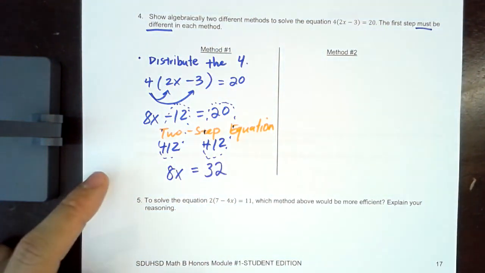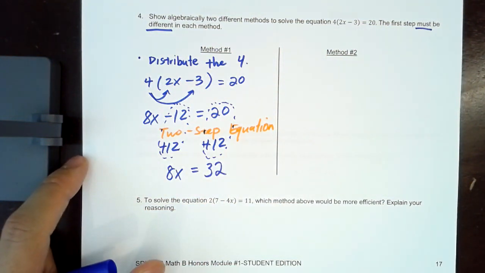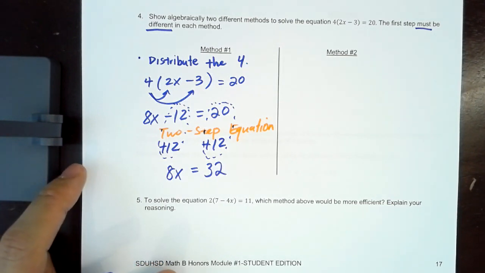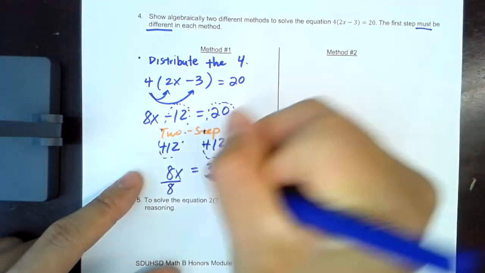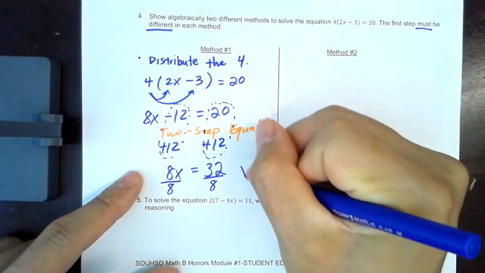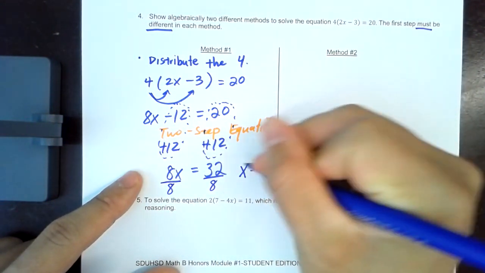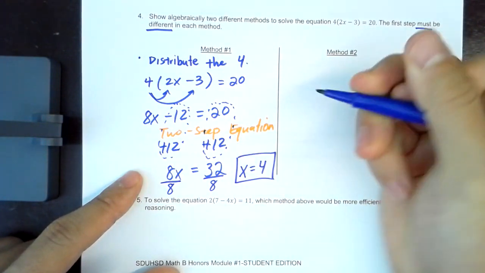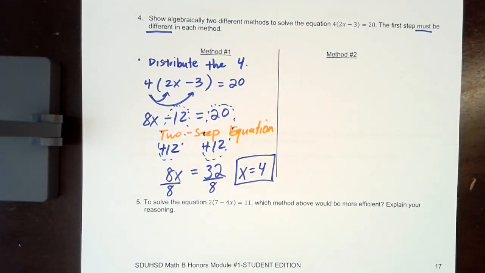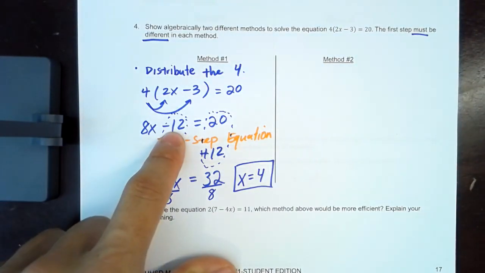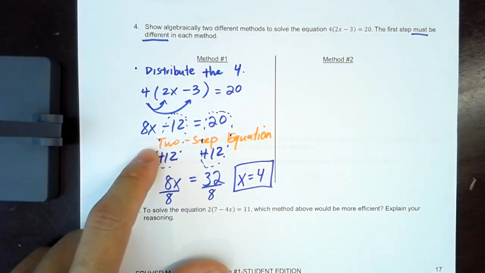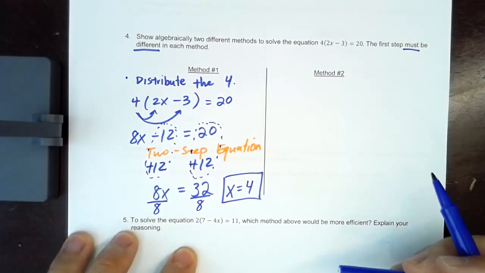And you're like, oh, that's not too bad. Divide both sides by 8. And I get x is equal to 4. Boom. That wasn't so bad. That literally took me 3 steps. Distribute, cancel the constant, divide away the 8. Okay?